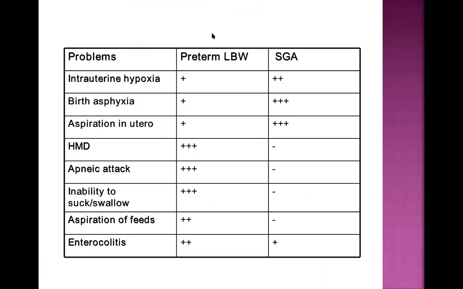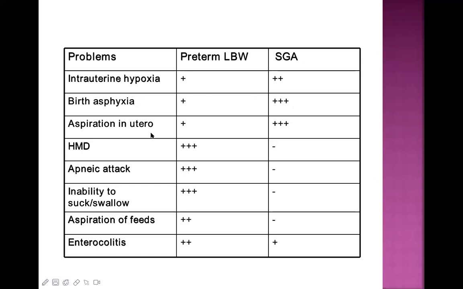Now, this table is comparing the problems of preterm babies and IUGR or small for gestational age babies. See here, the chance of intrauterine hypoxia is much more in SGA babies than preterm babies. Birth asphyxia is again much higher in IUGR or SGA babies than preterm babies, because let's go to the causes of SGA or IUGR. That itself is enough to explain.